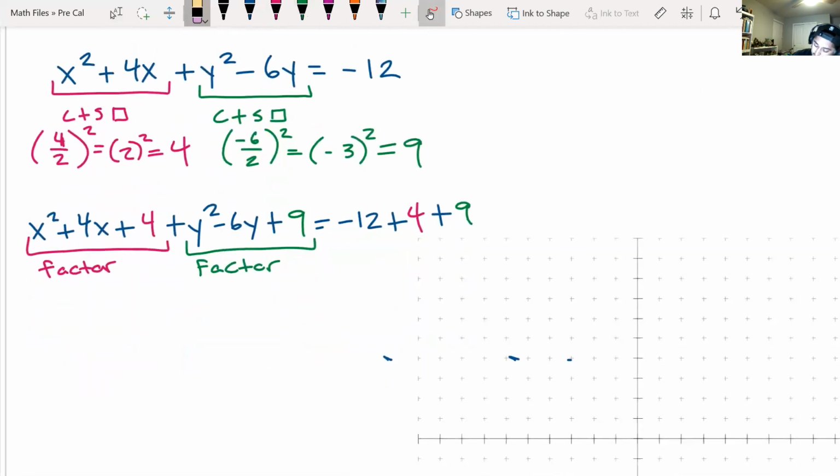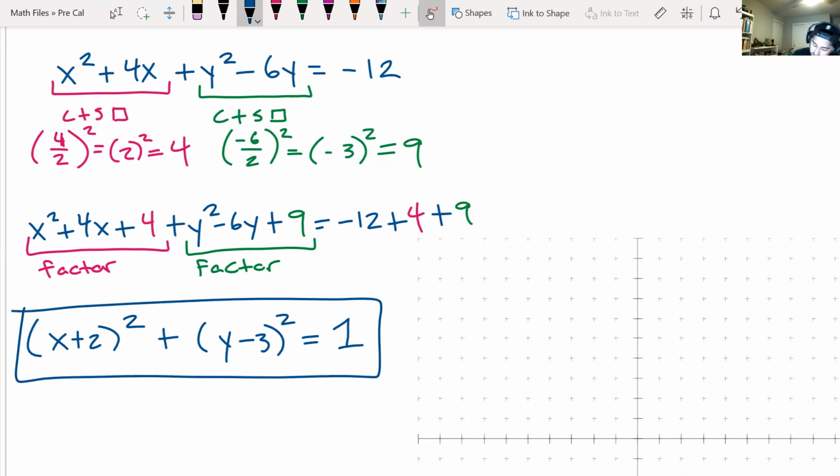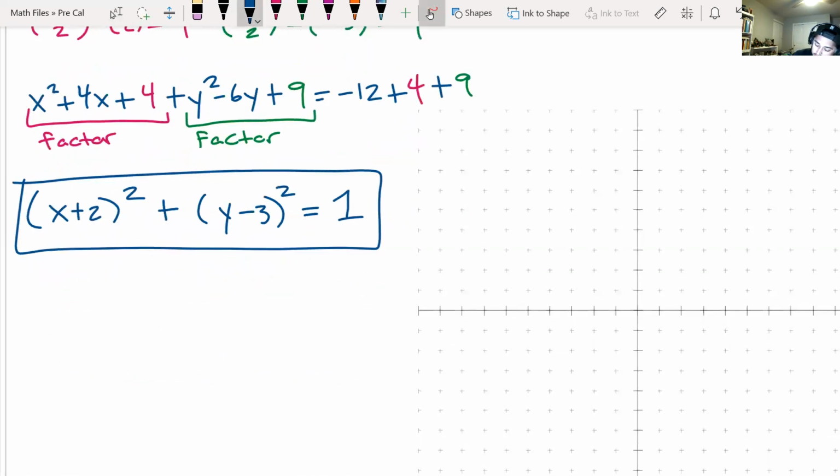So x squared plus 4x plus 4 will factor to? x plus 2 squared. Good. Or like the entire factor squared. And then y minus 3, and then that entire factor squared. And then the right side just becomes what number? 1. Good. And there you go. Standard form, which means we can now graph this.